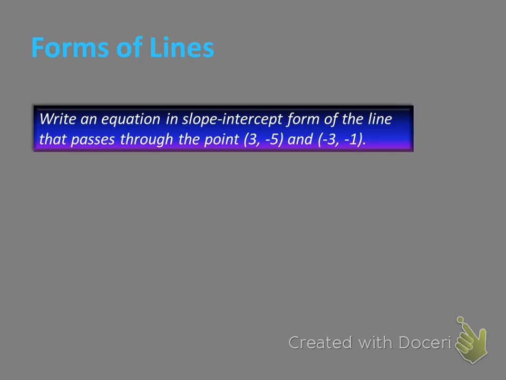Next problem. Write the equation in point-slope form for the line that passes through the points (3, negative 5) and (negative 3, negative 1). Alright, so this is changing up the question just a little bit. Now instead of giving you a point and the slope, I give you 2 points that the line goes through. But your process, those 3 steps, they stay the same. Find your slope, find your y-intercept, you rewrite it. So this one, how are we going to find the slope?